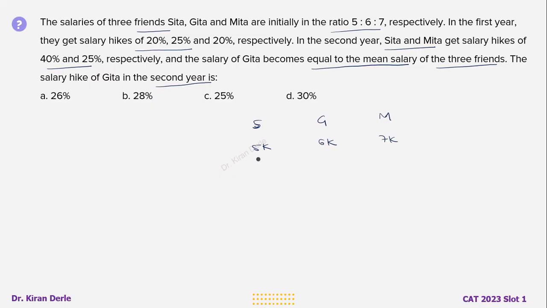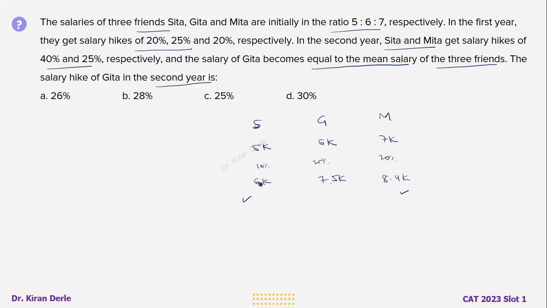So 20% of this is 1k, because 10% is 0.5. So it will become 6k, with a 10% hike on this. Okay. 25% of this is 1.5k, so it will become 7.5k. Okay. And 20% of this will be 1.4k, so it will become 8.4k. Here, fine. Now Sita and Meeta got salary hikes of 40% and 25%.